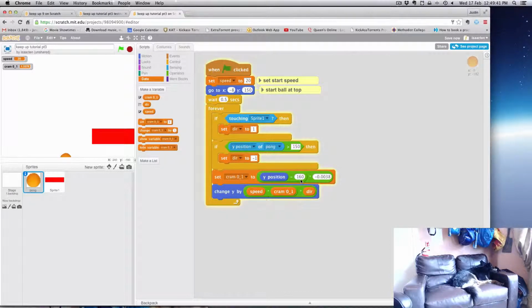So the y position minus 160 means that at the top, once you put the ball at the top, it's 0. At the top, crammed to 0 to 1 or normalized, it's 0, right? And then what's this multiplied by negative 0.0038? It's just multiplying it by the.